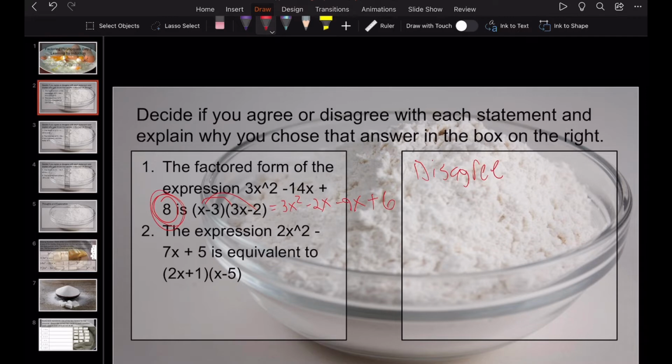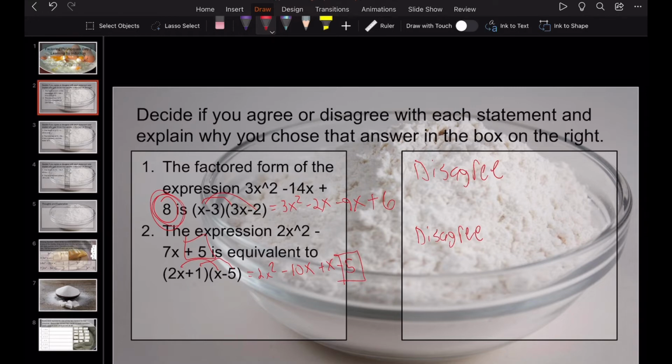The expression 2x squared minus 7x plus 5 is equivalent to 2x plus 1 times x minus 5. The only way to figure that out is by distributing. In this one, when you do that 1 times the negative 5, it's going to make a negative 5 over here. But in the original one, we had a plus 5, so that means that these are not equivalent.